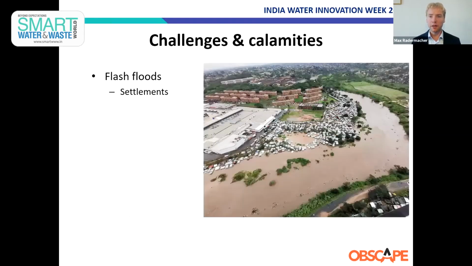And you can imagine that all that complexity brings about quite some challenges and also calamities, unfortunately, at quite a regular basis to the municipality of Durban. The most important one being flash floods due to very heavy rainfall. Durban has got a very humid subtropical climate. These flash floods can endanger settlements, as you can see in this aerial photograph. Next, please.